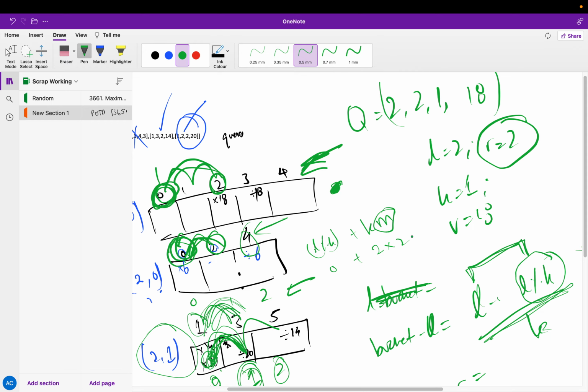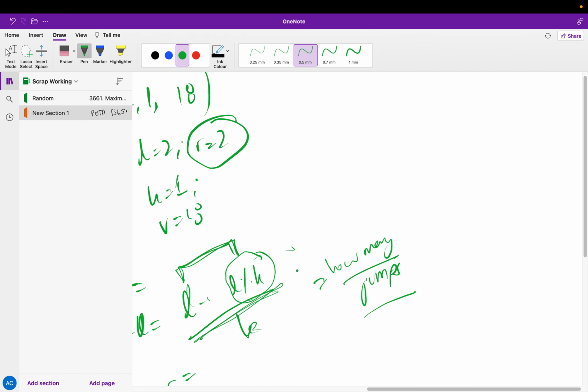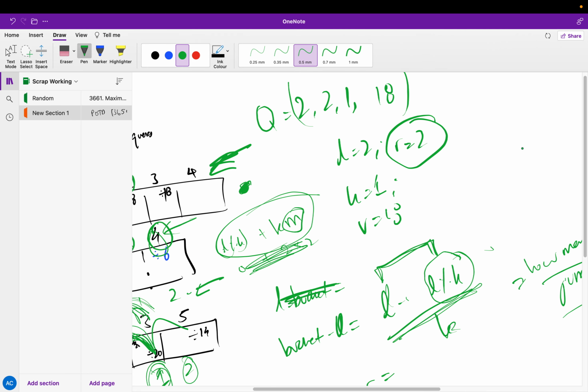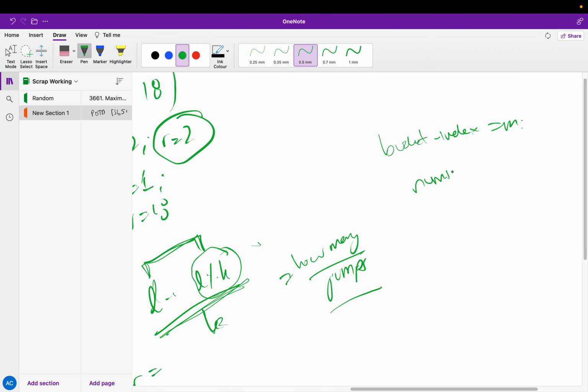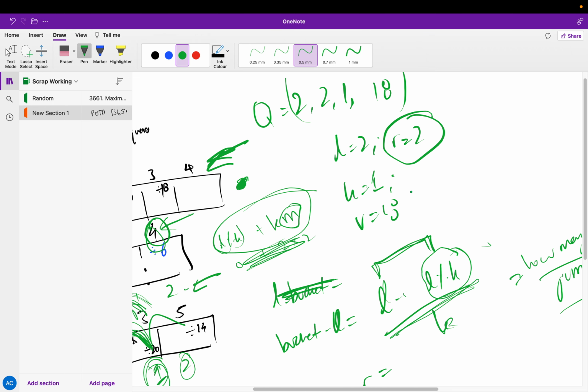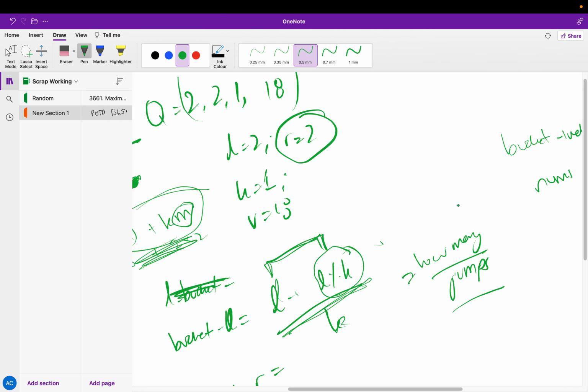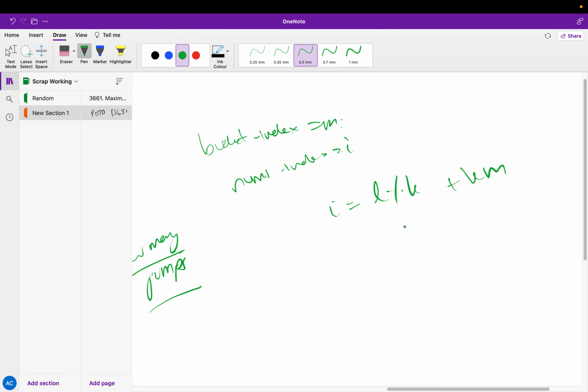So this is kind of our formula to go from bucket index. If bucket index equals M, then nums index equals I, then this formula, I equals L mod K plus Km, is like our translation, which means in turn, I minus L mod K divided by K gives me M, which is where this comes from, L minus L mod K, right?